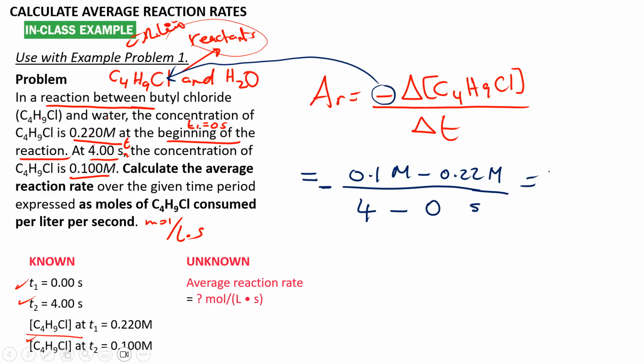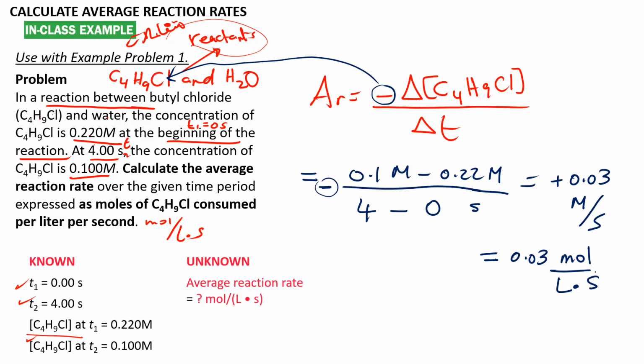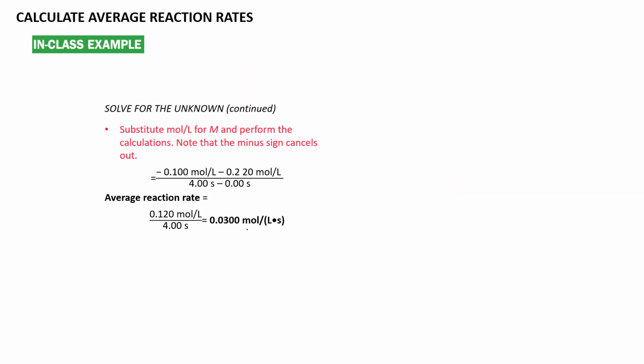So it's going to be equal to, don't forget the minus, 0.03 M per second, which is equal to 0.03 mole over liter times second. Okay, guys? So this is your answer. It means that 0.03 mole over liter of this one is consumed every 1 second. يعني احنا قاعدين نستخدم 0.03 مول على اللتر كل ثانية واحدة قاعد تنقص. Okay? So this is the answer.